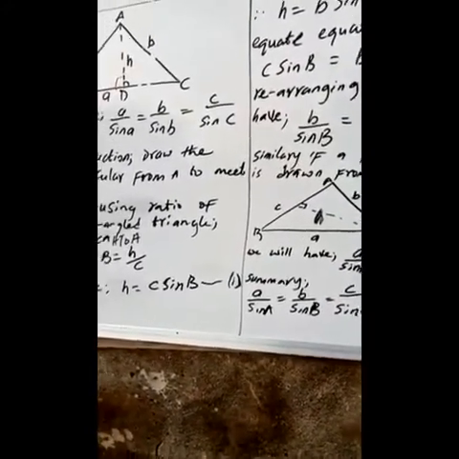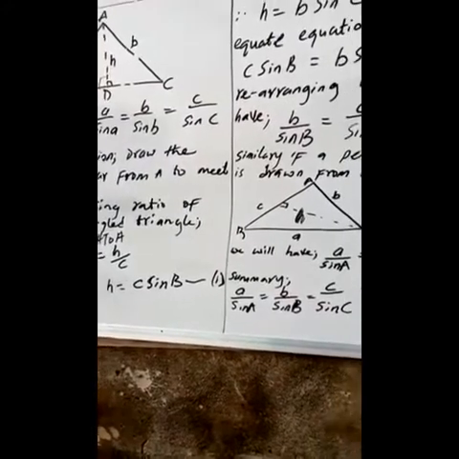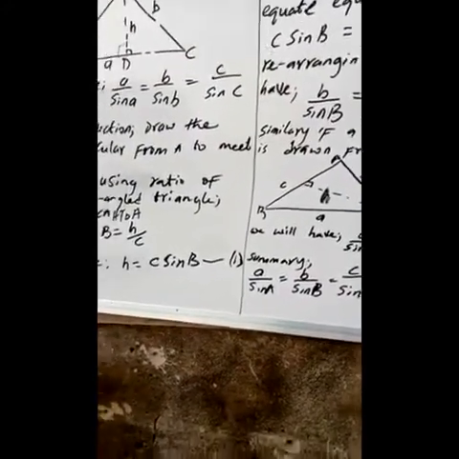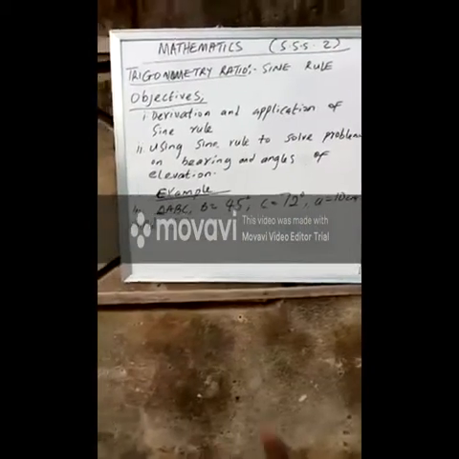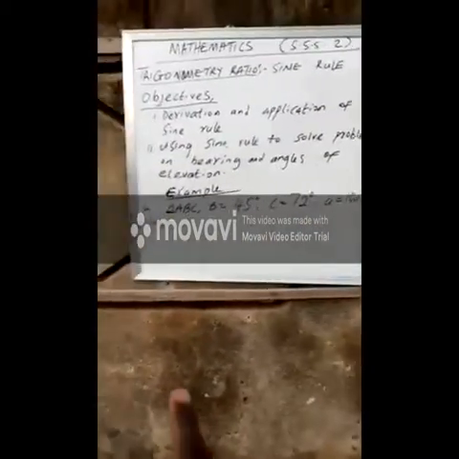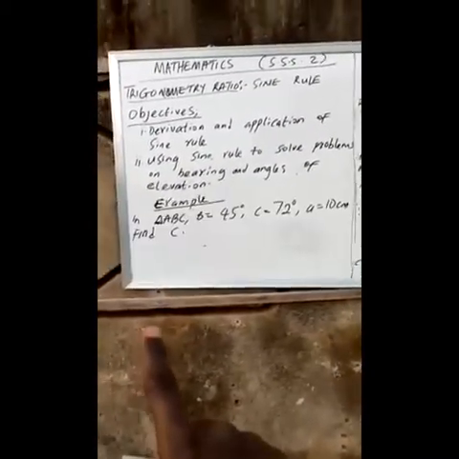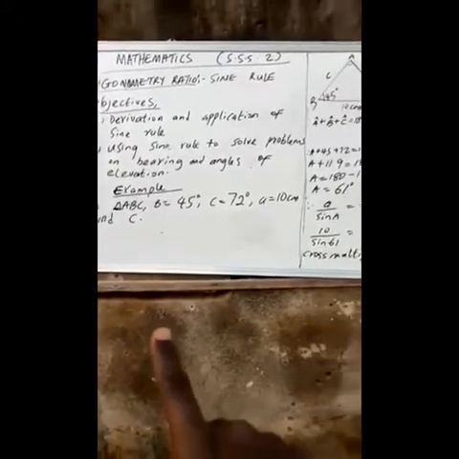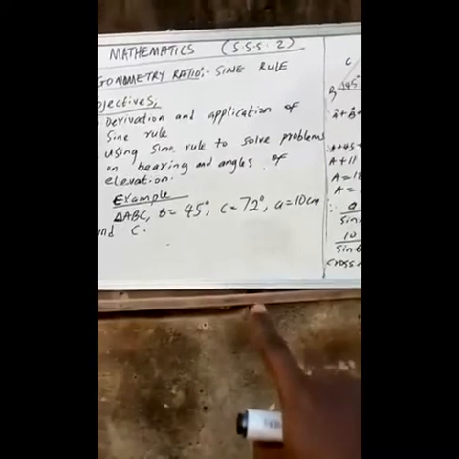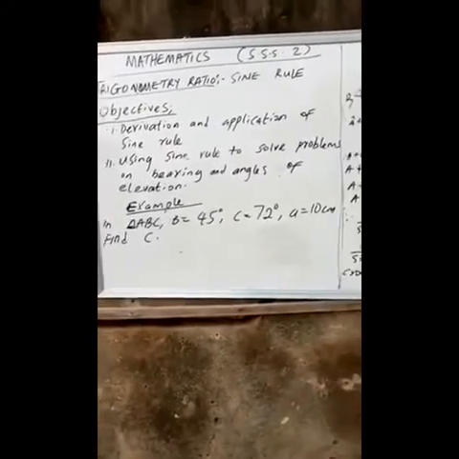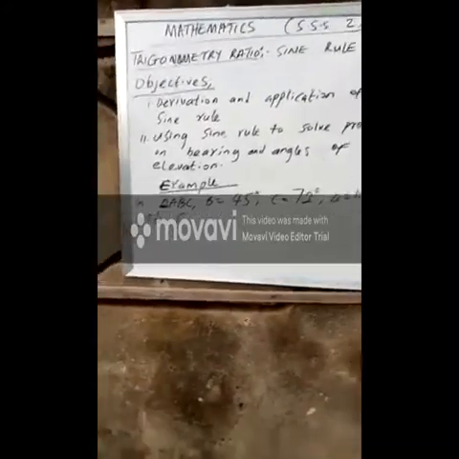Remember, I said we use the rule when we are dealing with a triangle which is not a right-angled triangle, and we must know two sides and a given angle, or two angles and a given side. Now, on the application of the rule, let's quickly look at this example. We are given a triangle ABC where angle B is 45 degrees, angle C is 72 degrees, and side a is 10 centimeters. We are asked to find c.